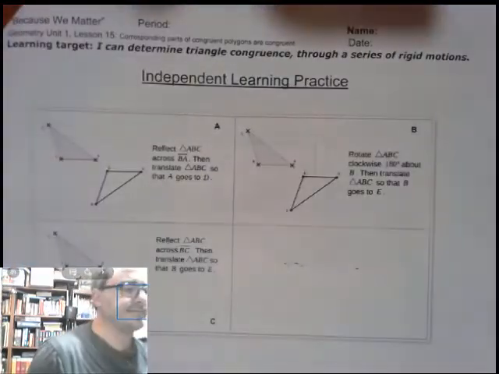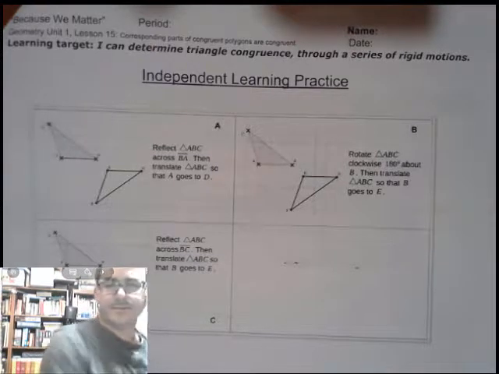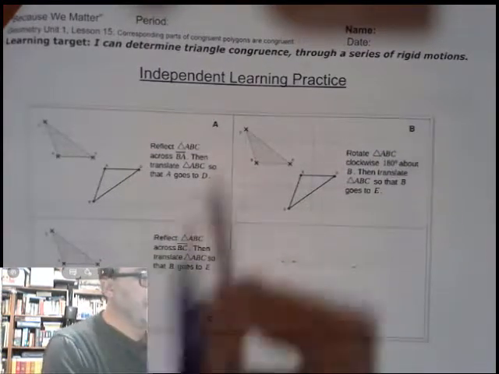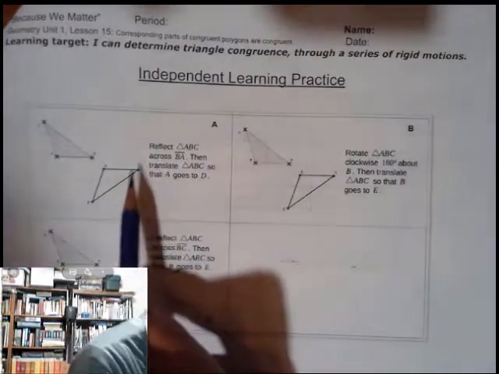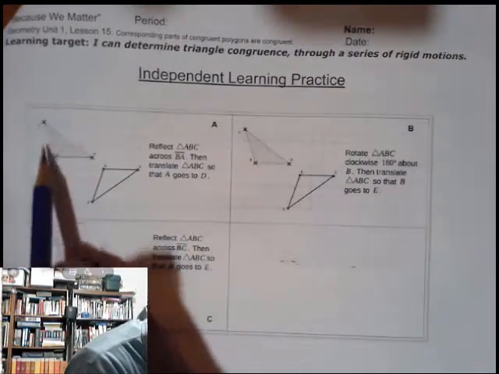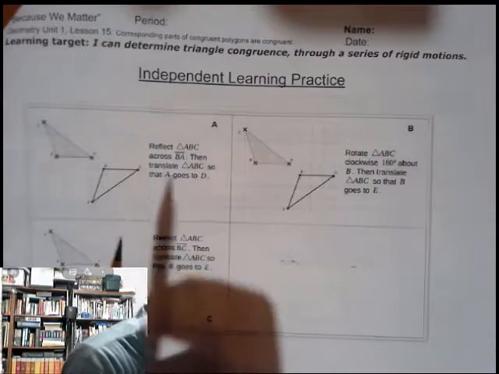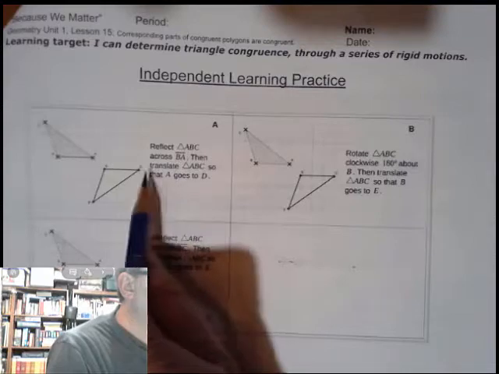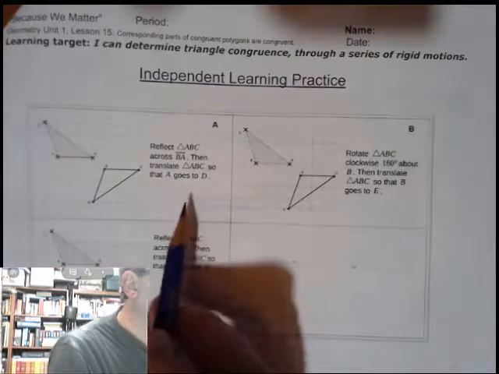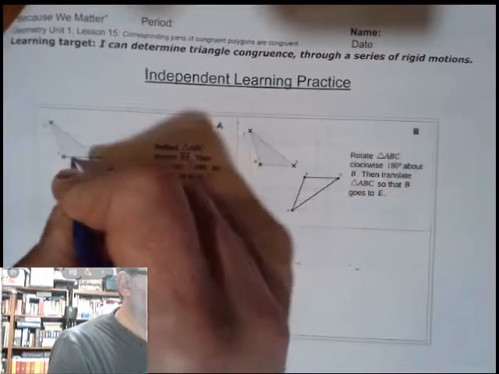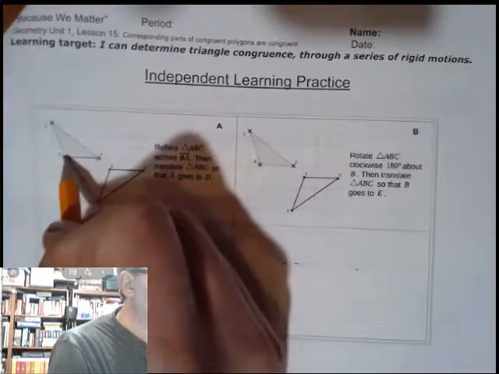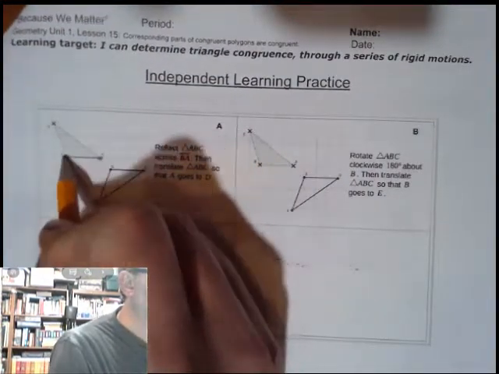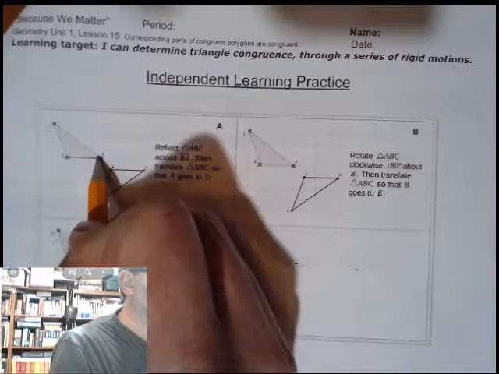Let's look at the homework. All right, the homework says reflect ABC. So there's ABC right there. Reflect ABC across BA, so reflect it across this line here. And then translate ABC so that A goes to D. All right, so here I go. When I reflect on a line, these two are going to stay right where they are, right? A and B are already on line AB. Therefore, they stay the same.